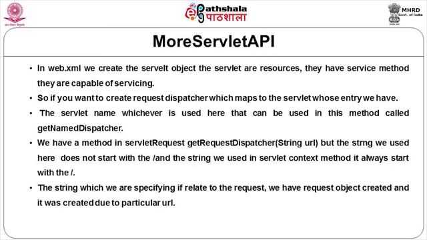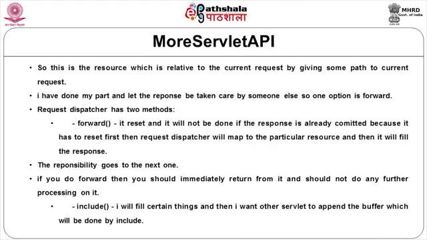See, we have a request object being created. This request was created because of a particular URL. So this is a resource which is relative to the current request. So we can create a request dispatcher relative to the current request by giving some path relative to the current request. So that's three different ways of creating a request dispatcher.